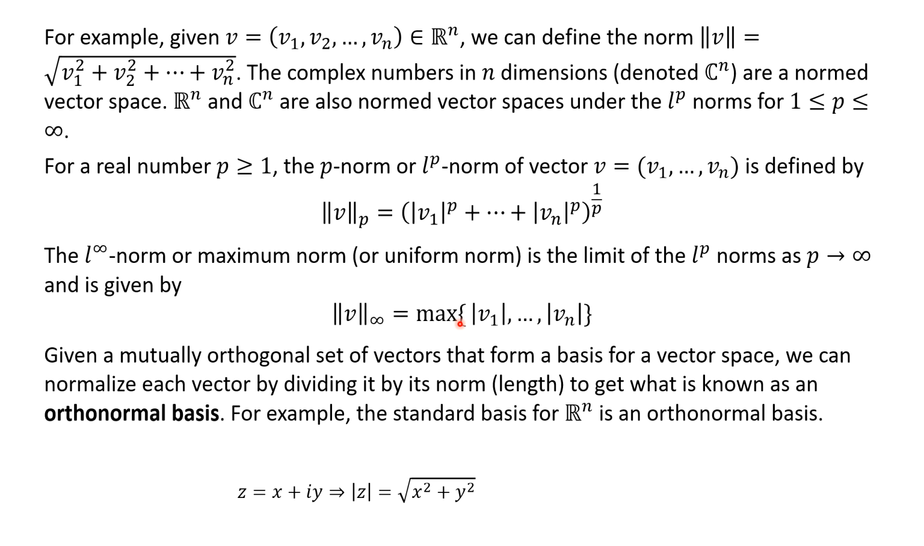Given a mutually orthogonal set of vectors that form a basis for a vector space, we can always normalize each vector by dividing by its norm. It'll still be a basis, and it's known as an orthonormal basis. One example would be the standard basis for Rn. That's an orthonormal basis.